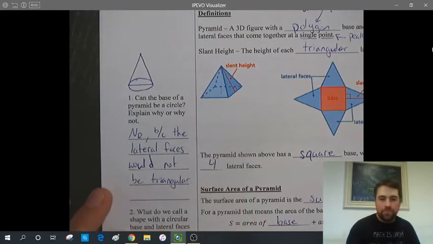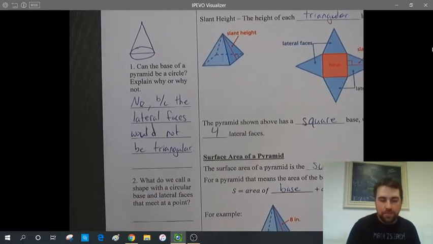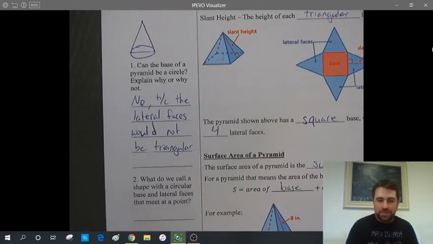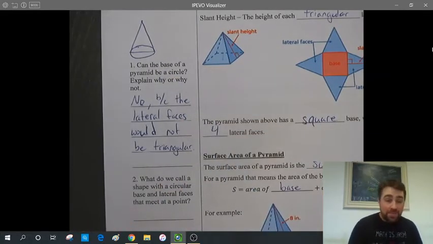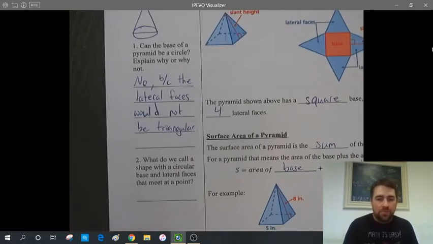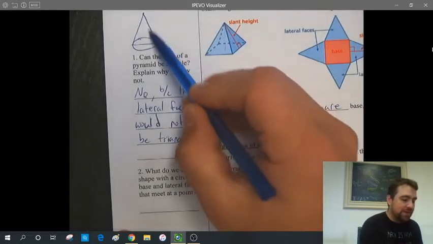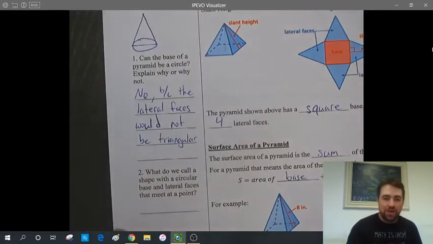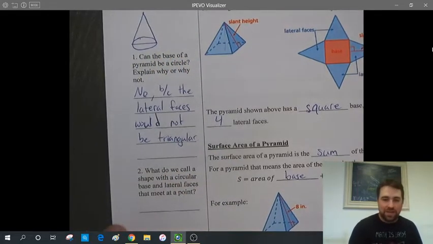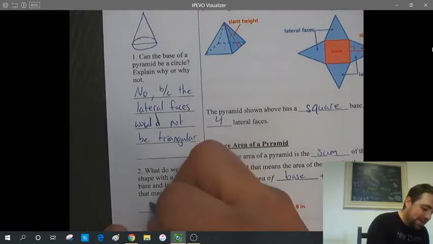Okay, so no, because the lateral faces would not be triangular. Really, we don't really have lateral faces when it comes to a shape like that. Now, that is a shape, right? And so number 2 is a follow-up question to that. So what do we call a shape with a circular base and lateral faces that meet at a single point? Again, kind of hard to call them lateral faces, but assuming we make this shape here, and so hopefully you've recognized that shape and identified that because that is a cone.